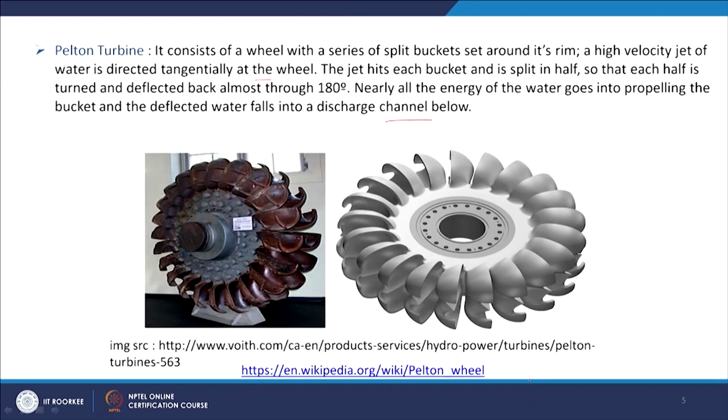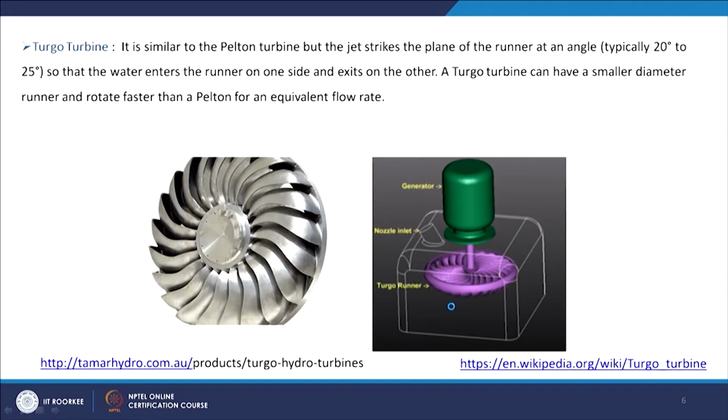This is the photograph of a Pelton turbine, and another type of impulse turbine is the Turgo turbine. Here also it is very similar, but some of the design is different.